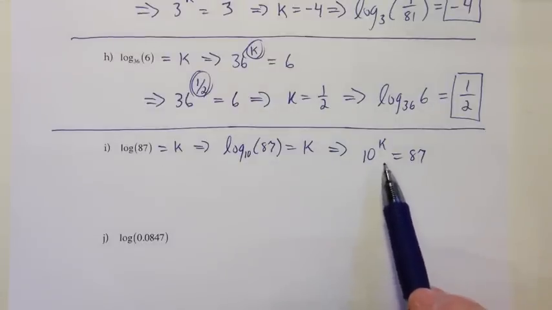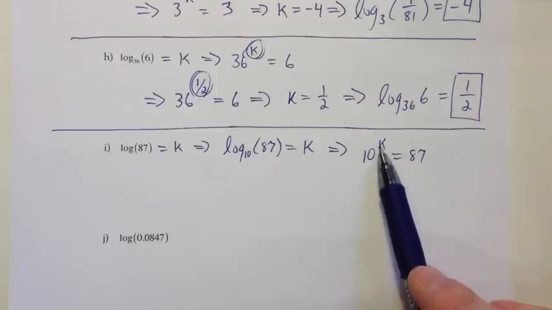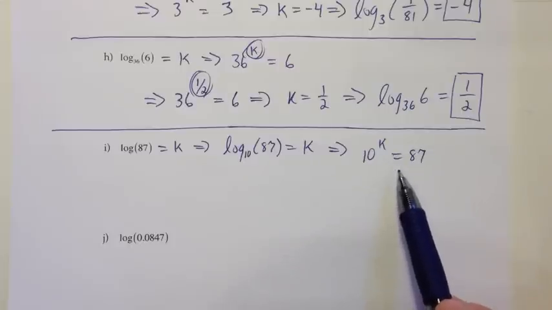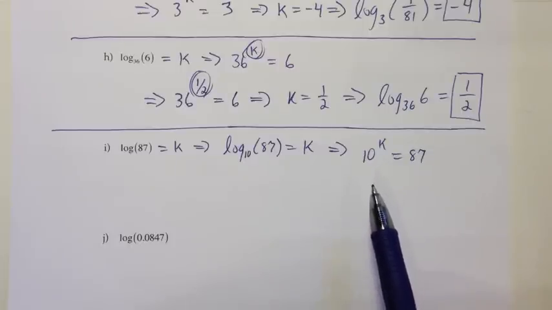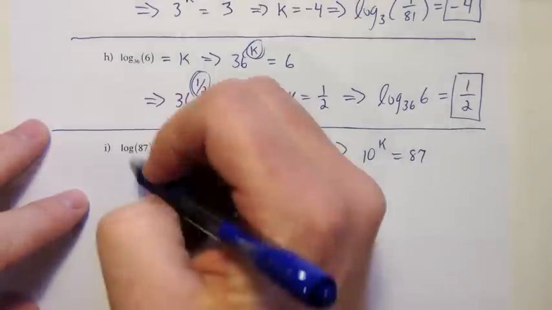So what's the answer? It seems like the answer should be 1 point something, since 10 to the first is 10 and 10 squared is 100. So 1 is too small of an answer, and 2 is too big. So 1 point something makes some sense. But how would we think about that? And then we have to remember what I showed you at the top of this page, that a common log can be done on the calculator.